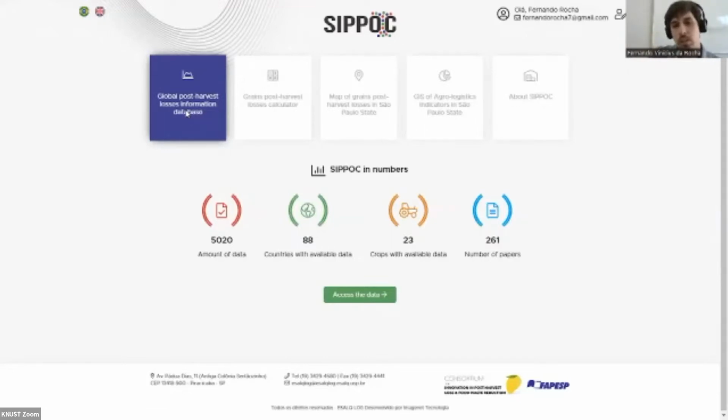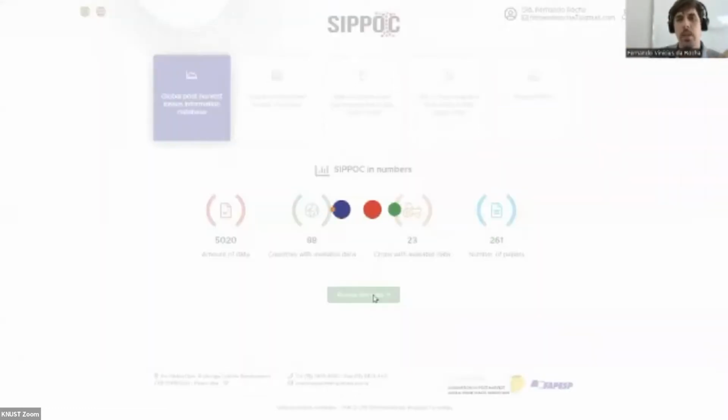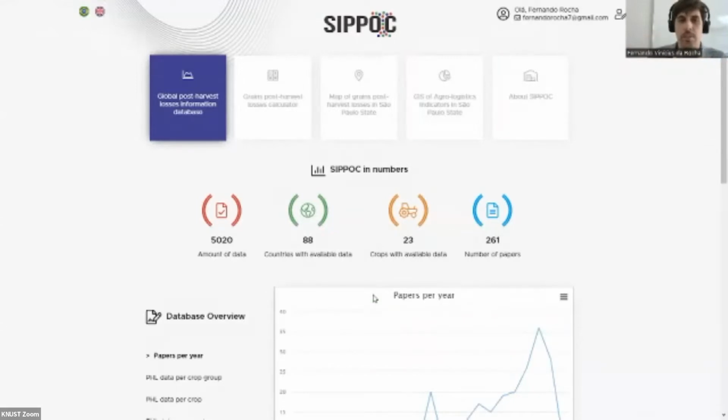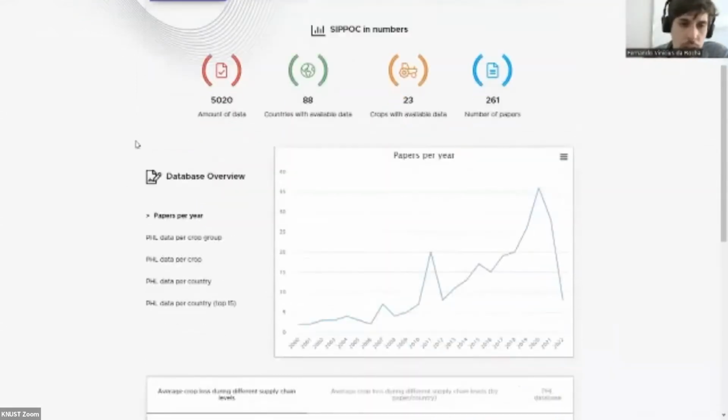So we have included in this updated version more than 261 papers that cite SciPoc. When we check the papers, we grab this information, and we created the system that analyzes and makes the information available. So this is the database overview, the number of papers per year.